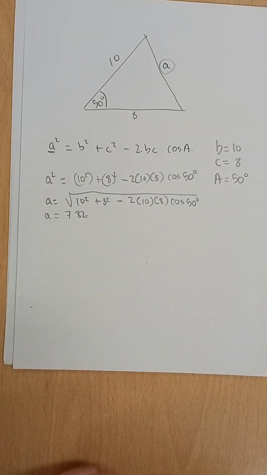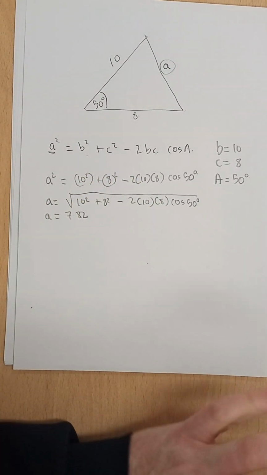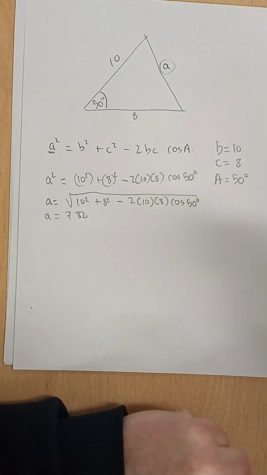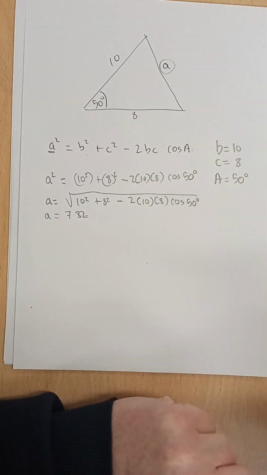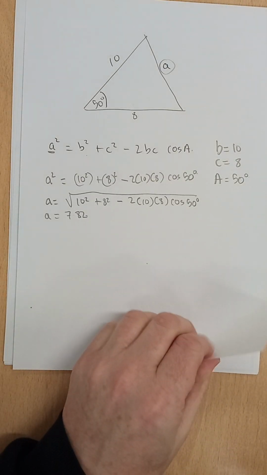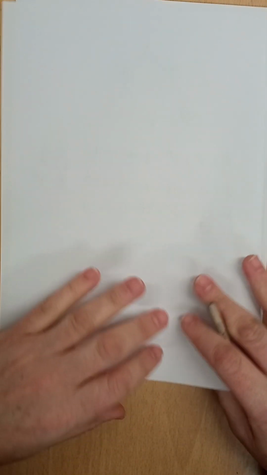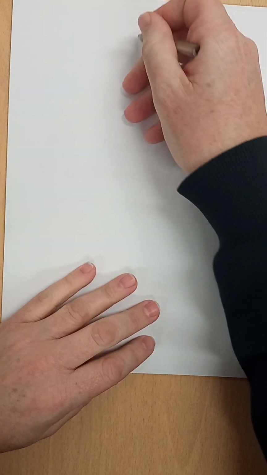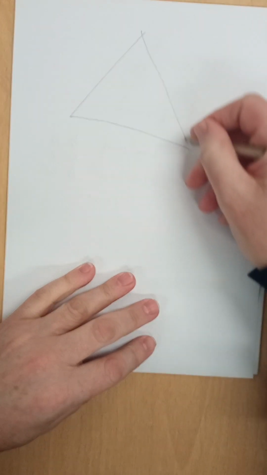Okay, so that's how you do it. There's nothing more tricky than that. That's how you find the missing side. Now, finding the missing angle. This is where it gets a little bit more tricky than that. So I'm going to show you an example of how to find the missing angle.